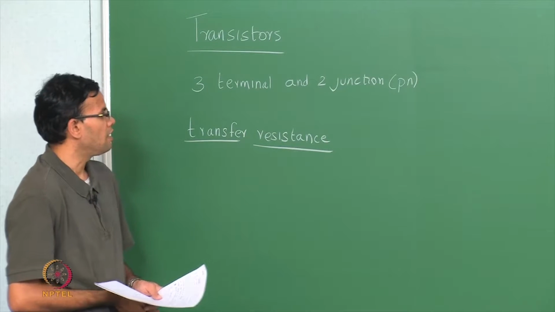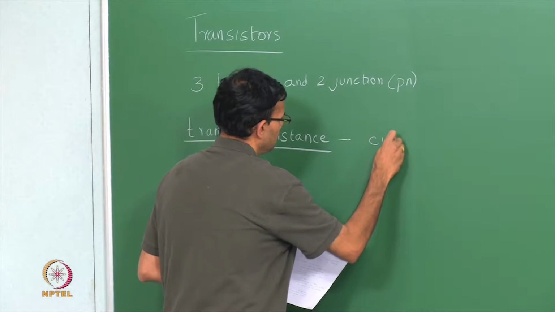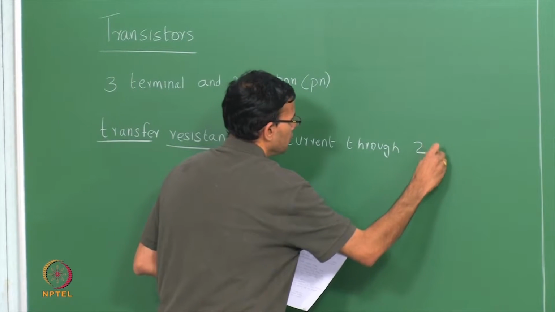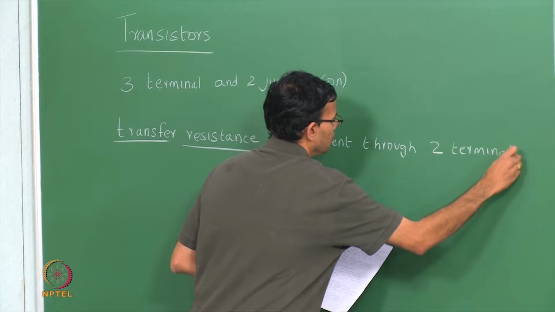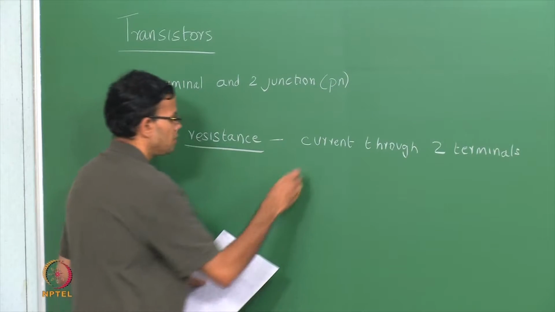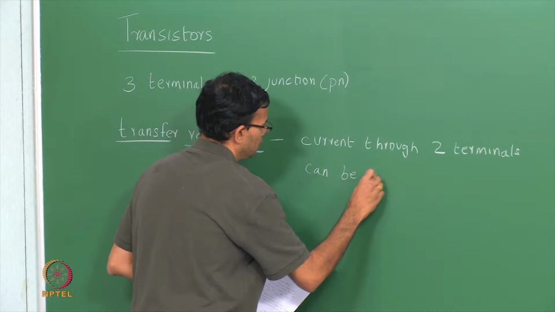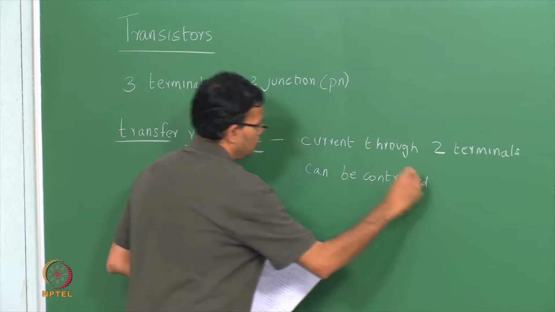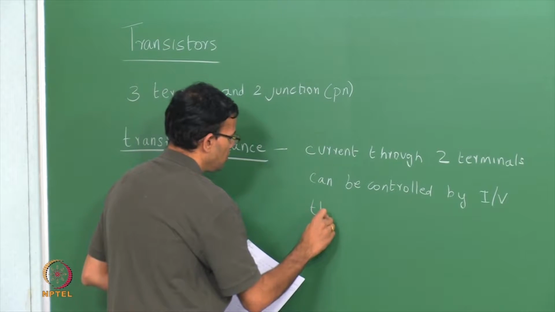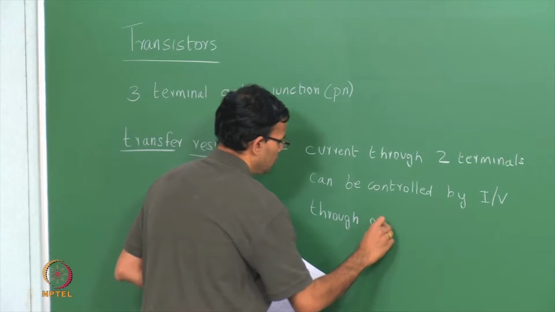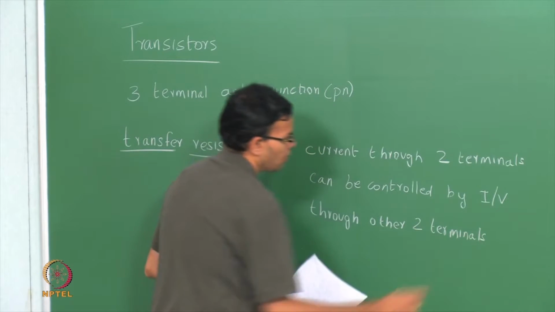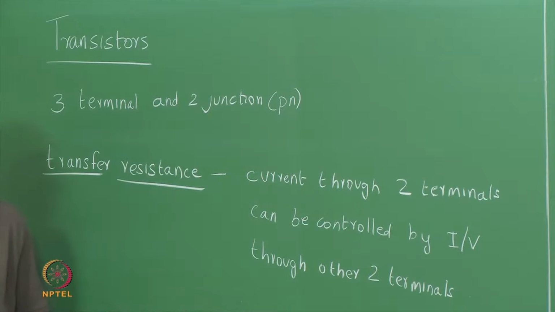This means that the current through two terminals can be controlled by controlling the current or the voltage through the other two terminals. When we look at examples of transistors, this point will be made clear.